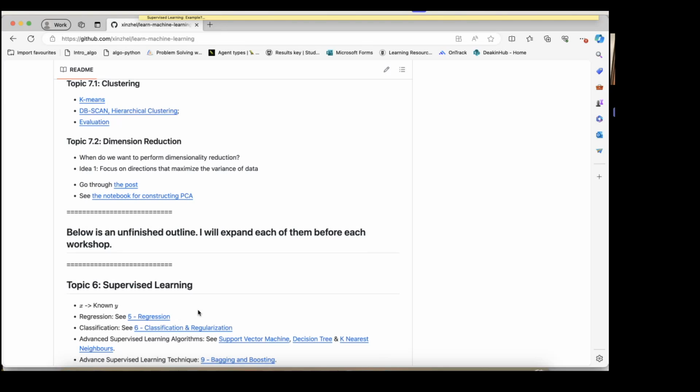This week we talk about dimensionality reduction. So again, the first question is to help you understand what dimension reduction is. What is the motivation of dimension reduction? So my first question is, what does this dimension mean?